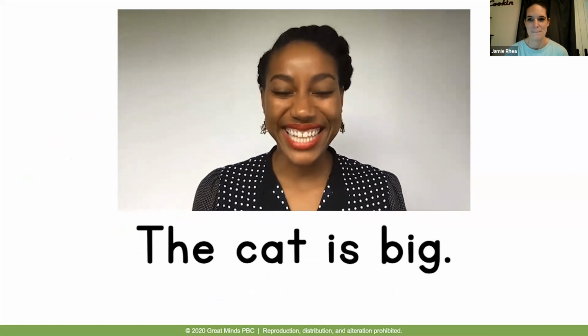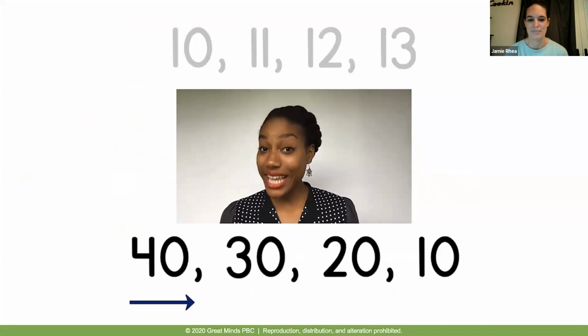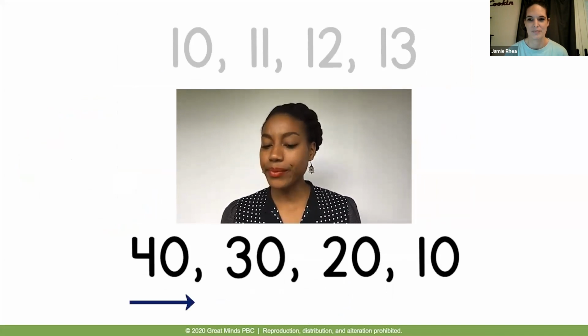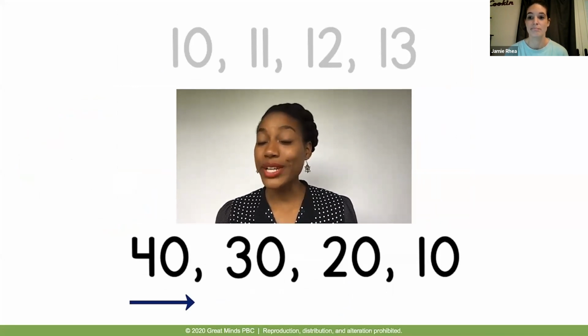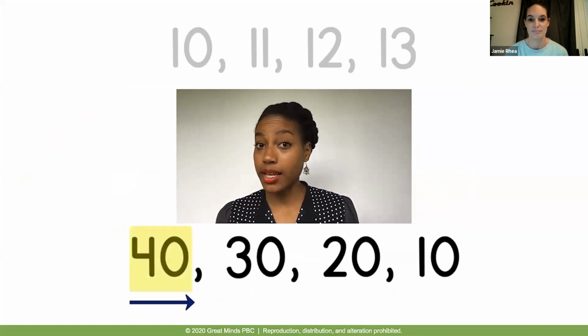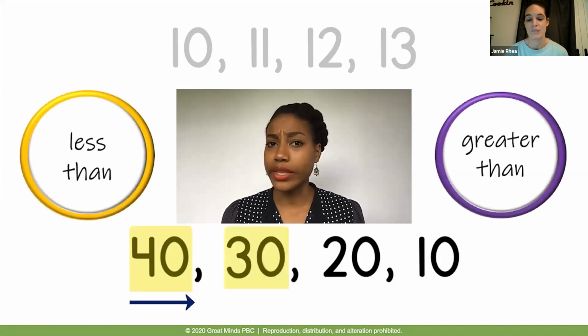Let's look at our next set of numbers. We start on the left. These numbers are in a different order. Which words will we use to compare them? Remember, we start on the left with 40. 40 is less than or greater than 30?